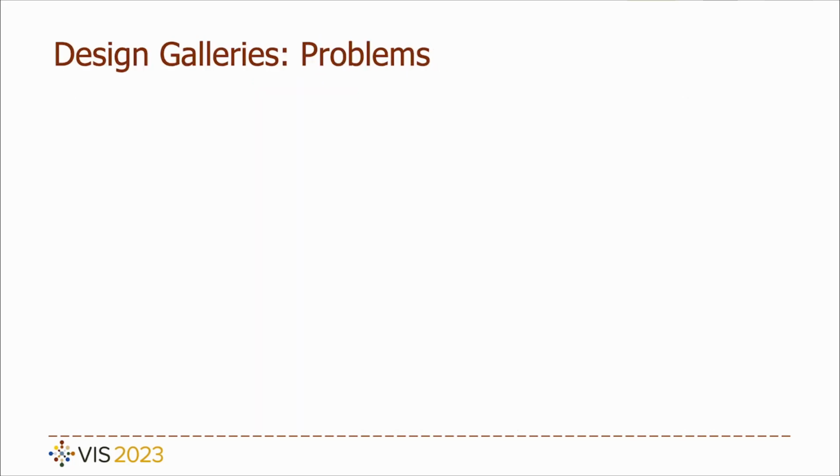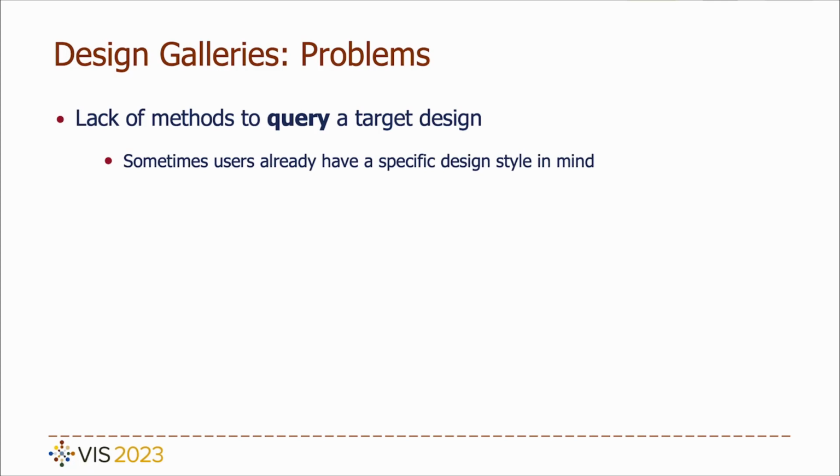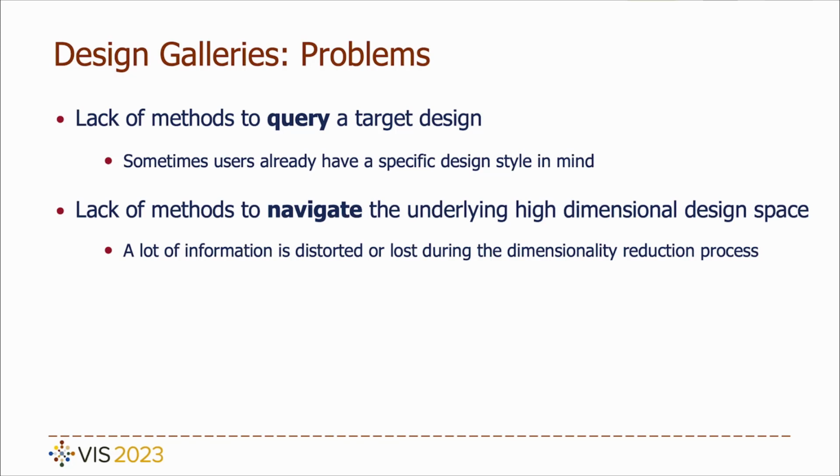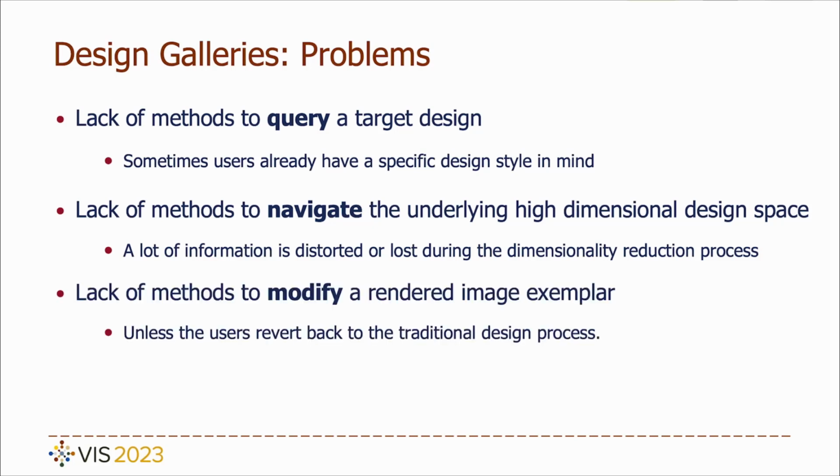However, several problems limit the usability of design galleries. First, when users already have a specific design style in mind, there is no effective method to query the target design within the design space. Second, it is unclear how to efficiently navigate the high-dimensional transfer function design space. Merely using dimensionality reduction is not enough since a lot of information is lost during the projection process. Third, it is infeasible for users to modify the rendered image they are interested in, unless they revert back to using the traditional transfer function widgets.